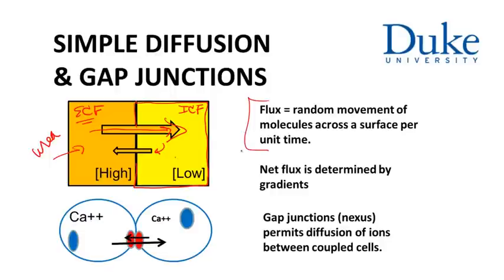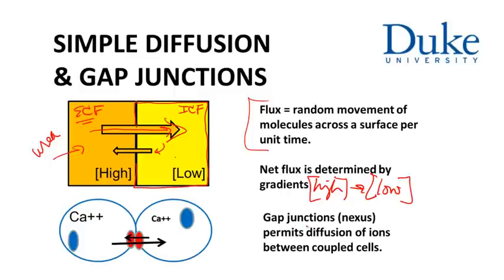The flux, which is the random movement of this material across the surface per unit time, is going to be determined by the gradient. So the net flux is determined by the gradient, and we go from a high concentration to a low concentration. And this is called simple diffusion.